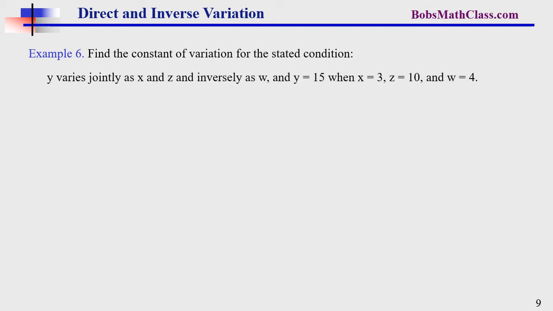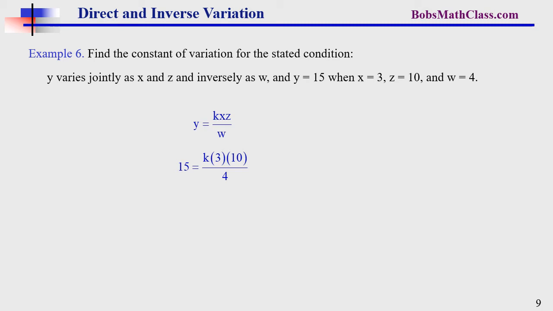Right, here's another one. You should always try to pause and try to do the problems on your own as you can. All right, y varies jointly as x and z and inversely as w. Oh, there's that word inversely. That goes in the denominator, so the w is on the bottom. And the x and z are in the numerator. All right, replace our letters. So y is 15, x is 3, z is 10 on top, and in the denominator, w is 4.